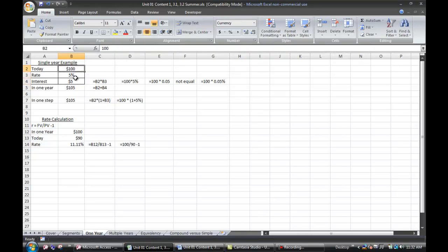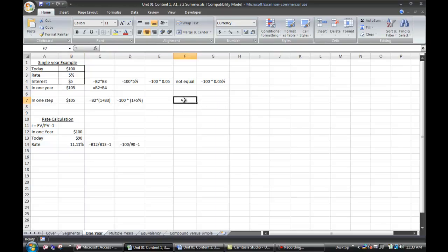using cell B2 times B3, or 100 times 5%, or 100 times 0.05. But note, it is not 100 times 0.05%, which would be 100 times 0.0005. Common error. Careful of that. Either use 5% or 0.05. So in 1 year, we add the interest to what we have today and get $105, just a sum.